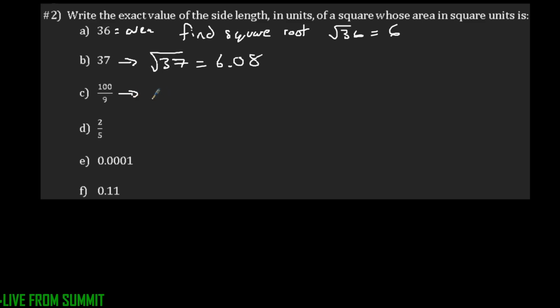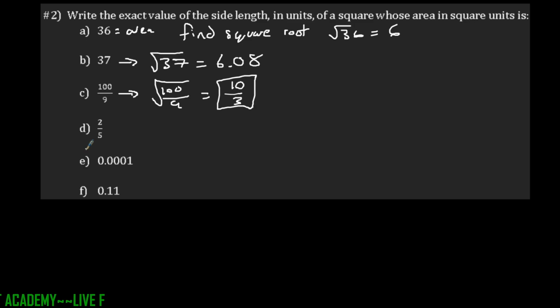When we do this one, take the square root of the entire thing, which is the same as writing the square root for the top and the bottom. So square root of 100 is 10, square root of 9 is 3. So the side length would be 10 over 3. For the next one, type it in your calculator, find square root. So like this, I'm going to write square root of 2 over square root of 5.